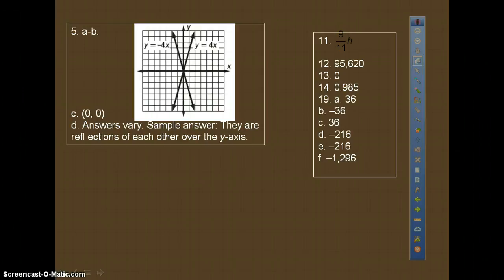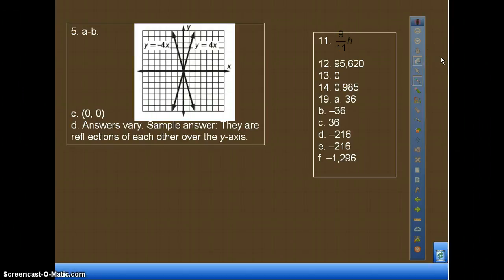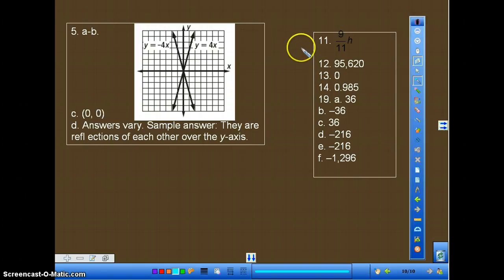The second part of the answer key, it looks like number 11 is a little bit difficult to see. We could go ahead and enter here. Nine over 11. H is what you should see.